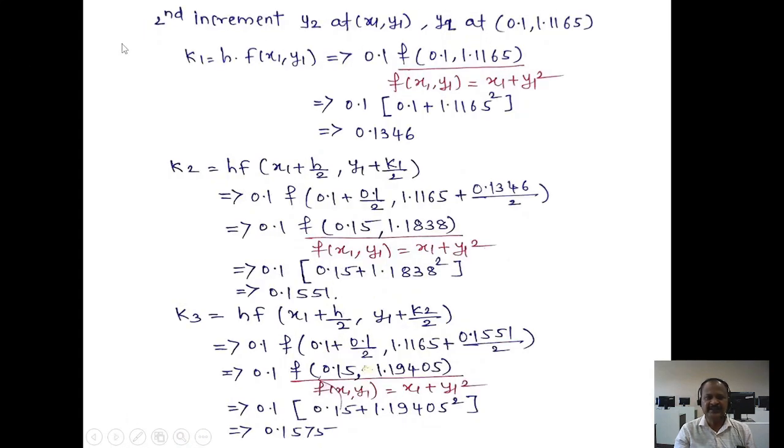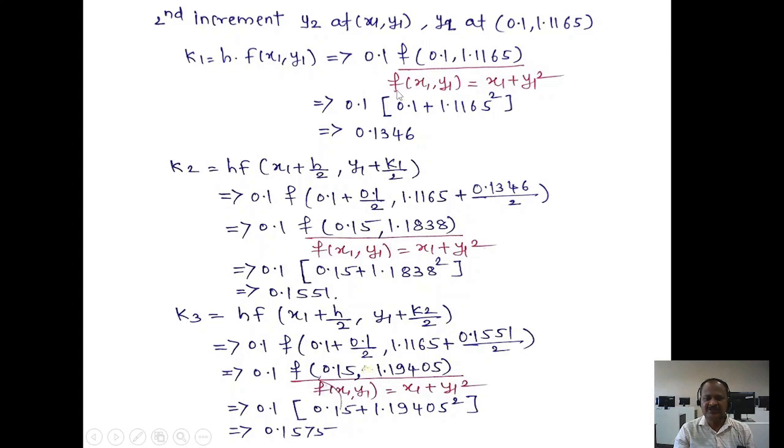Now we have to find the second increment of y2 at x1 comma y1. So x1 is 0.1 and y1, which we just found, is 1.1165. Again we have to find the values of k1, k2, k3, k4. So the k1 formula is h into f of x1 comma y1, where h is 0.1, x1 is 0.1 and y1 is 1.1165.